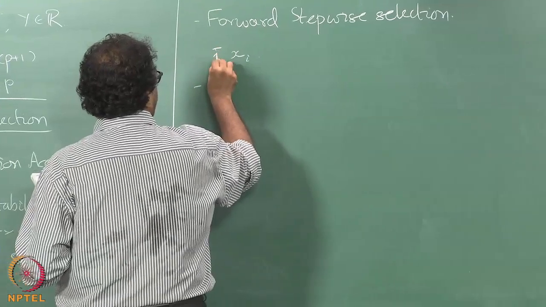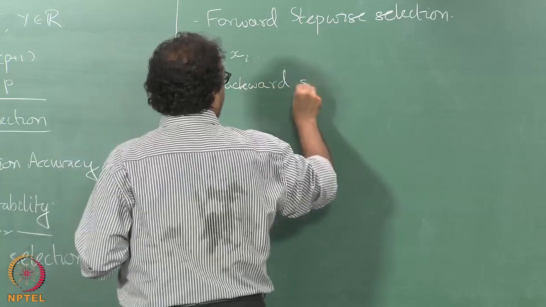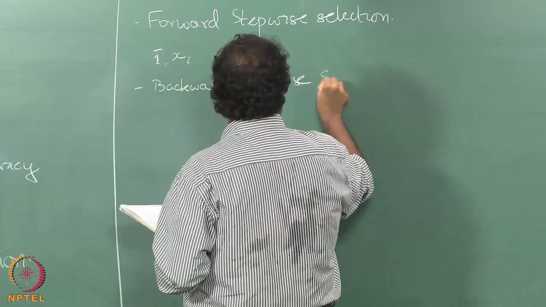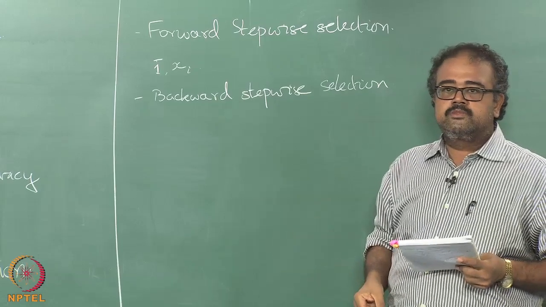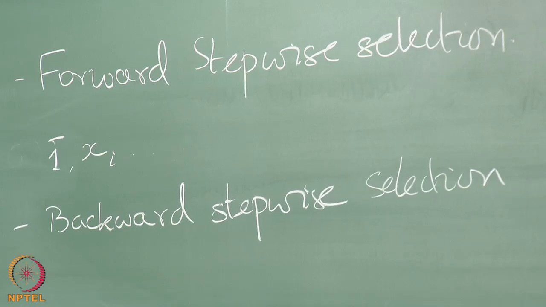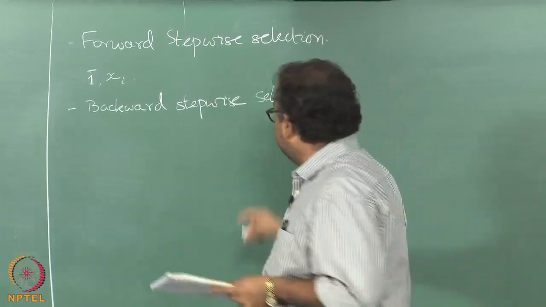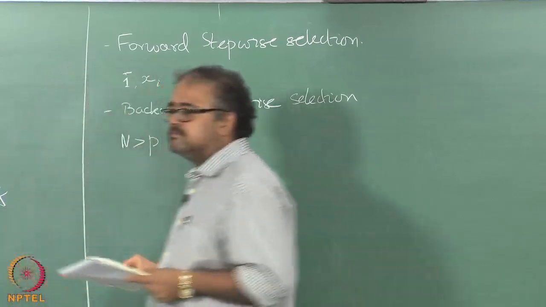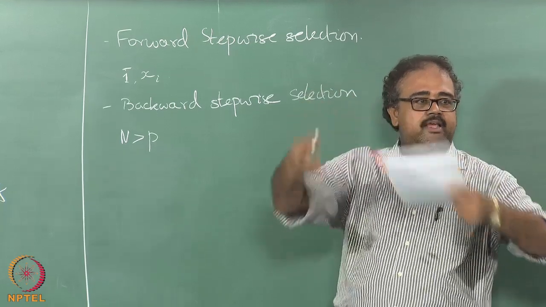So the other way is to do, what will you do in this case? I will start with the fit that has all the variables, okay, and then I will keep dropping one by one, right. So one thing to note is that you can do this if the number of data points is greater than the number of dimensions. So then you can actually find the fit.